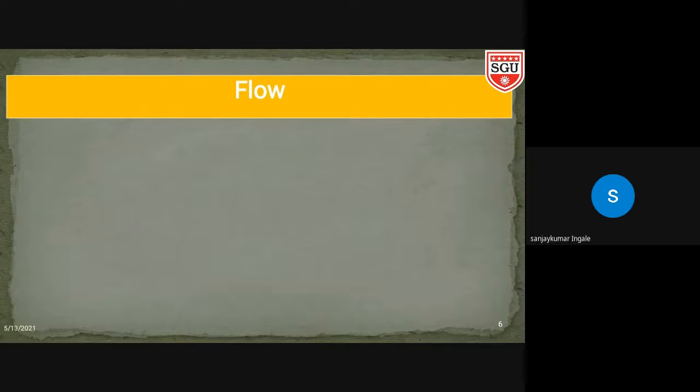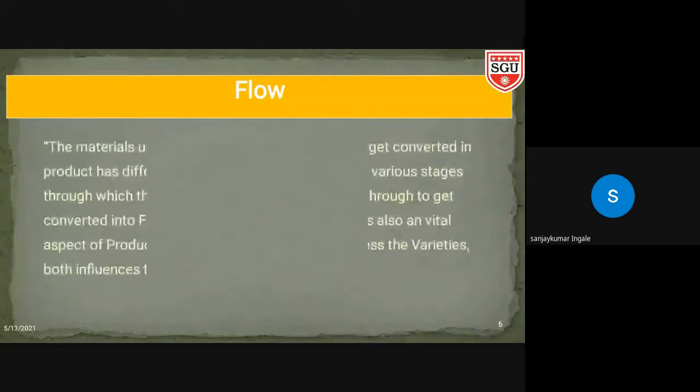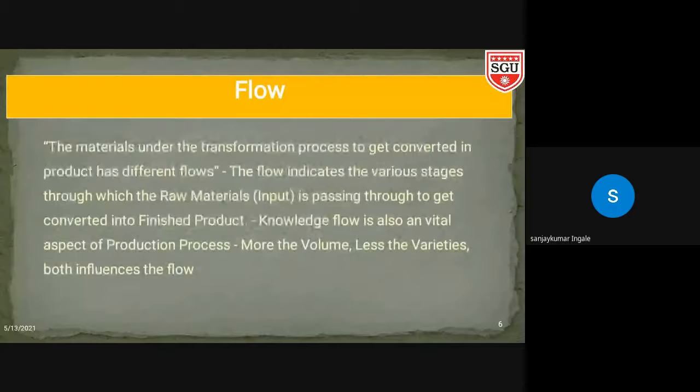Next is flow. When the material is under transformation to get converted into a product, it has different flows. Flow shows the various stages through which the raw material goes to get converted into a finished product. Flow is a vital aspect of the production process. Both the volume and the variety influence the flow.